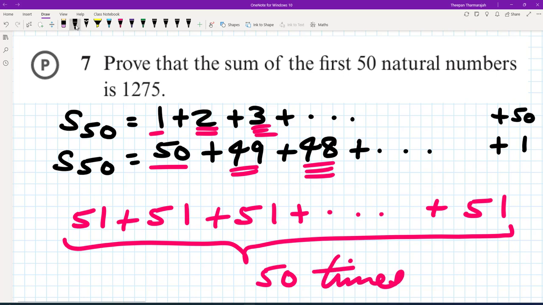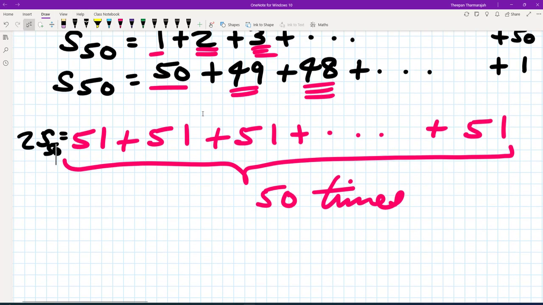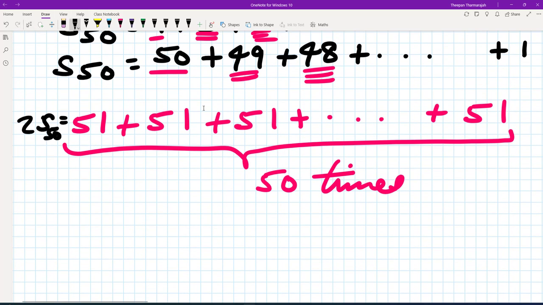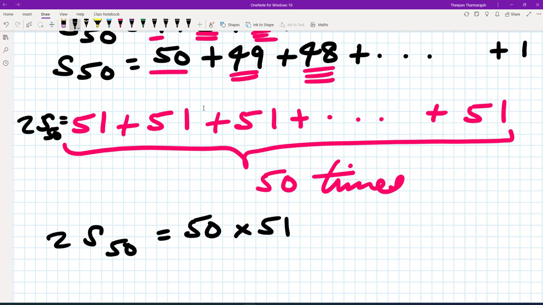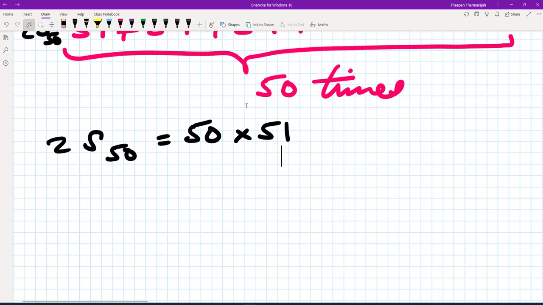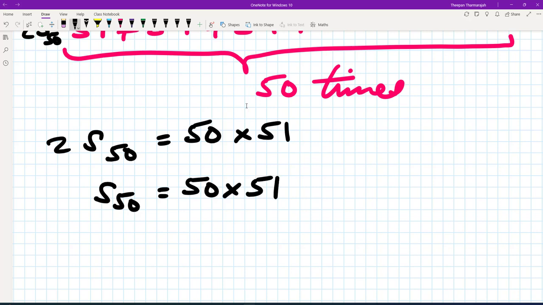And S50 plus S50 is two lots of S50. So we can then say that 2S50 is 50 times 51. So therefore S50 is 50 times 51, all divided by 2. So we can type that straight into our calculator, and therefore we get our result.